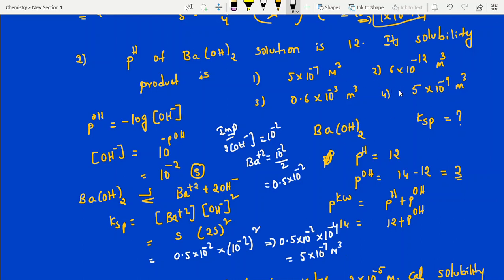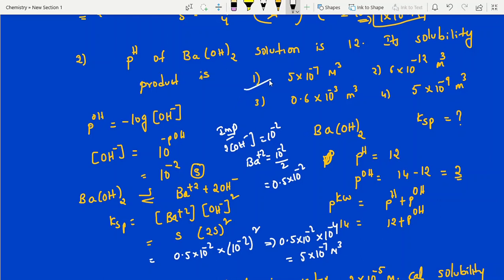So what is our answer, students? Here see, two similar answers they had given: 5 into 10 to the power of minus 7 is there, and 10 to the power of minus 9 is also there. If you take the 10 to the power of minus 2 directly, you will get the answer completely wrong, students. So please try to understand and practice this question. I am giving a similar homework question you can do, and in the next video I am going to give the answer, check it. So finally our answer is this one.